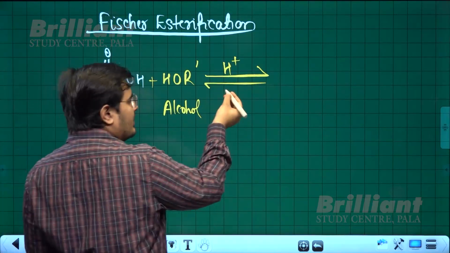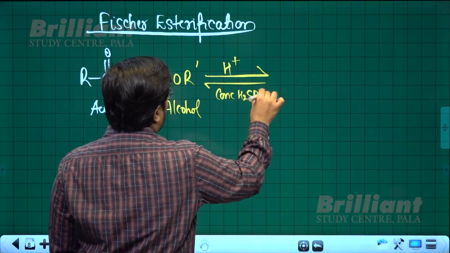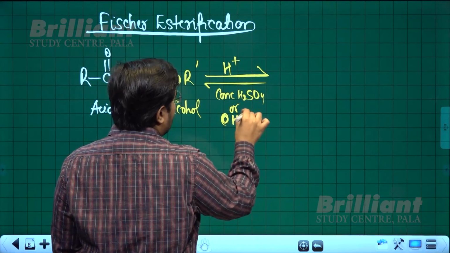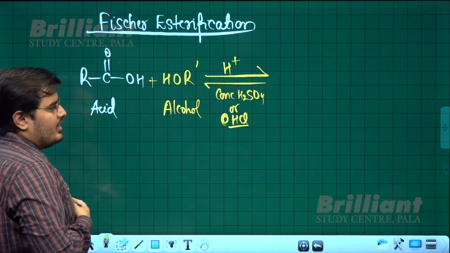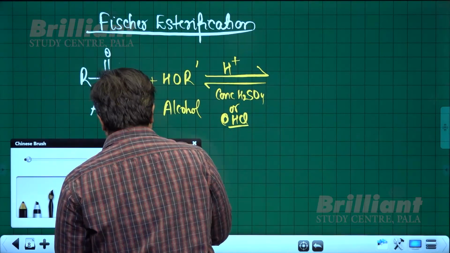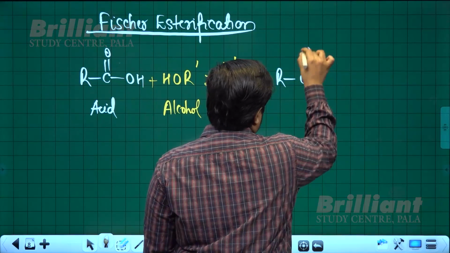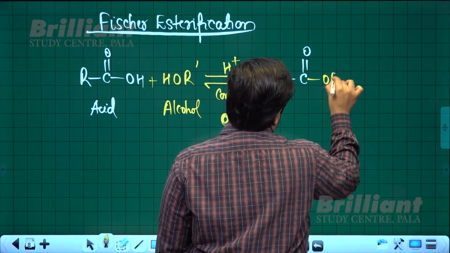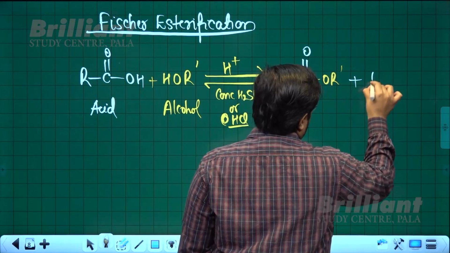When an acid and an alcohol are mixed together in the presence of an acid as a catalyst, you can use concentrated sulfuric acid as a catalyst, or you can use HCl also. You just need a small amount of H plus to maintain the acidic medium. This is going to result in the formation of an ester, RC double bond O, OR', plus H2O.